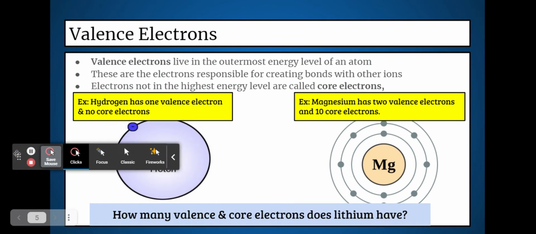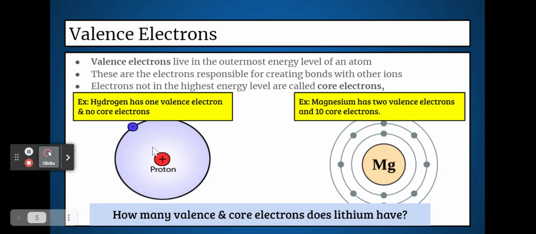So I can ask myself, how many core electrons and valence electrons does lithium have? I'll give you a moment to think about that if you're in class with me to answer that on your whiteboard. Or if you're at home, you can draw out the Bohr's model diagram for lithium, count the valence electrons, and count the core electrons.